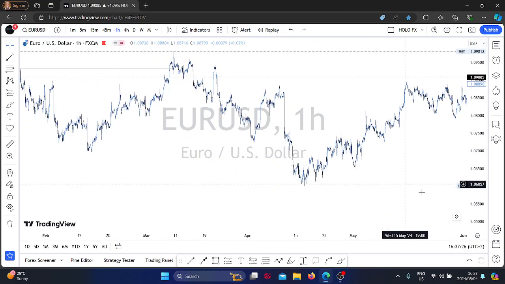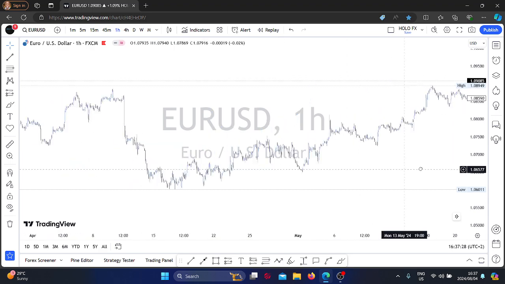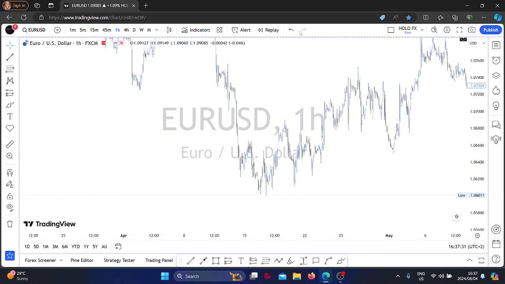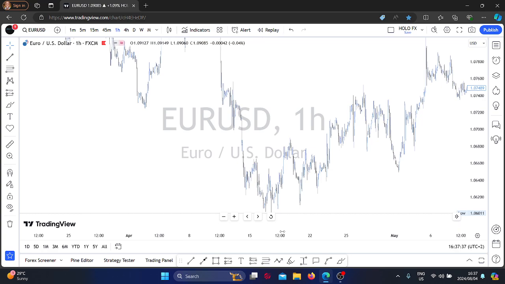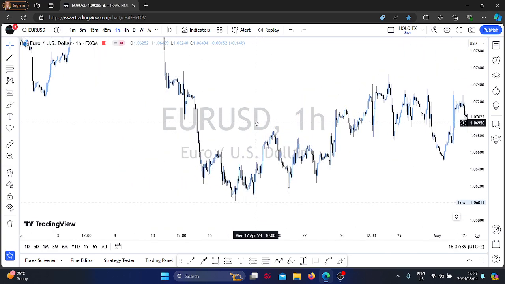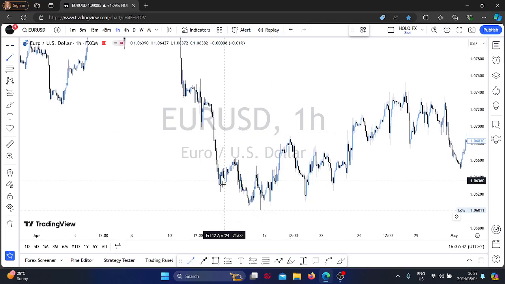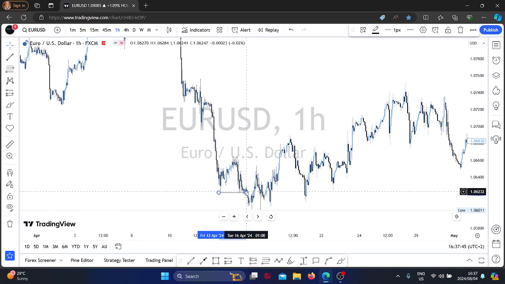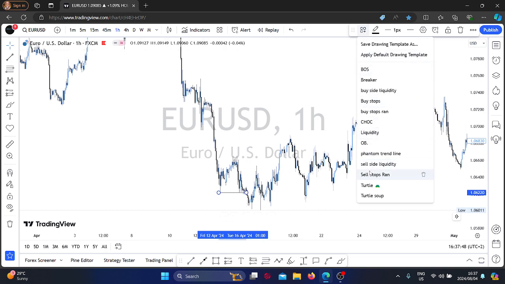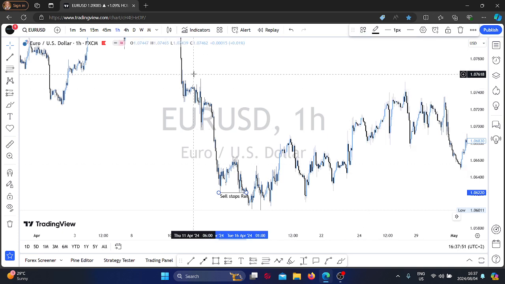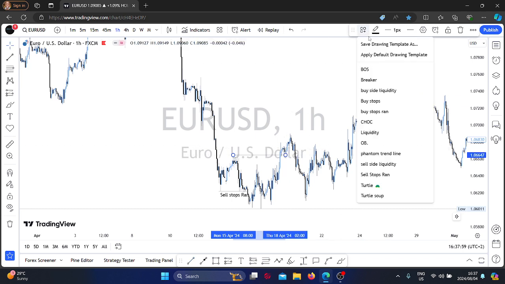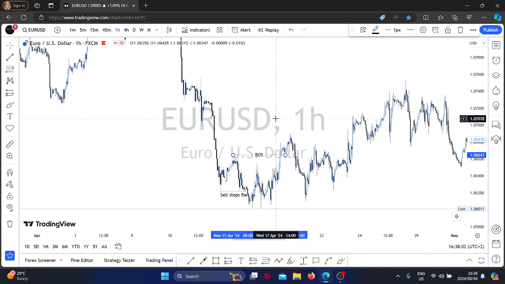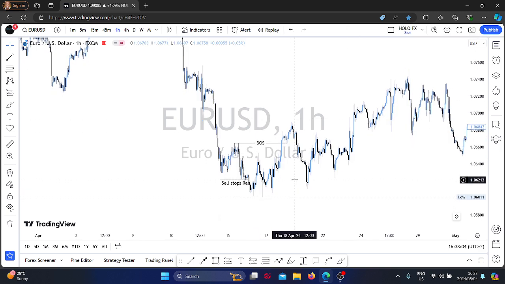Let's spot this phenomenon. Well, this is not a clear picture perfect setup, the market is not entirely picture perfect, right? So what do we have? We have sell stops that were taken, right? We had a break of structure and change of character, right? Now let's look.